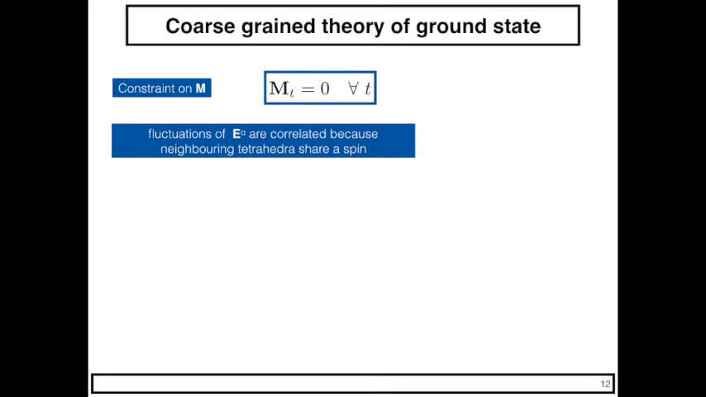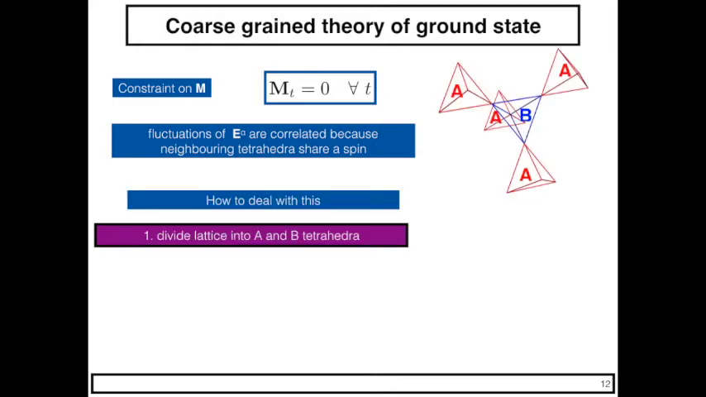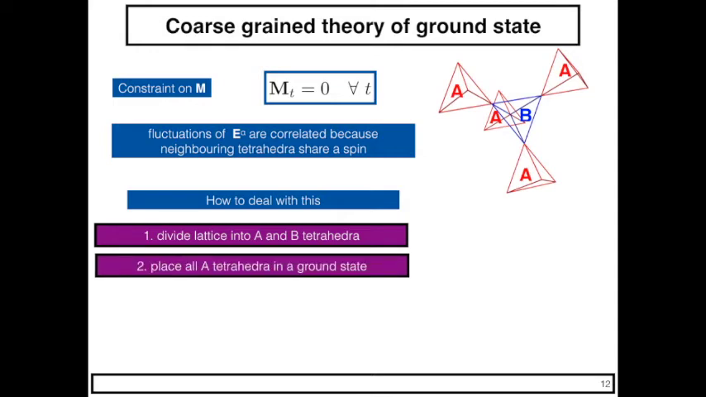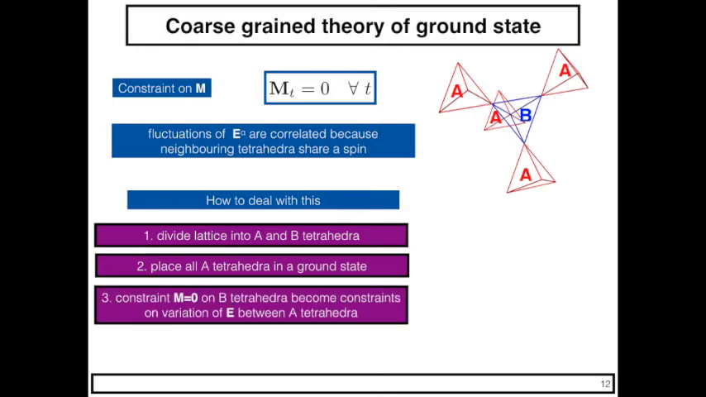Theoretically, we can deal with this in the following way. First, we divide the lattice into 2 species of tetrahedra, A and B, so that each A tetrahedron neighbours only B tetrahedra, and vice versa. We can then independently place all the A tetrahedra in a ground state. The constraint that m=0, as applied to the B tetrahedra, then becomes a constraint on how E is allowed to vary between A tetrahedra.